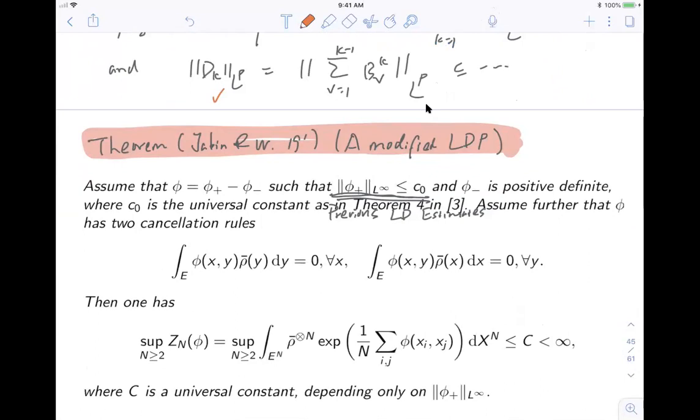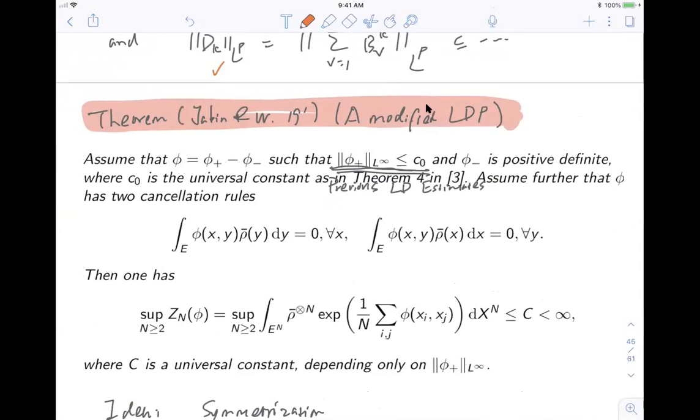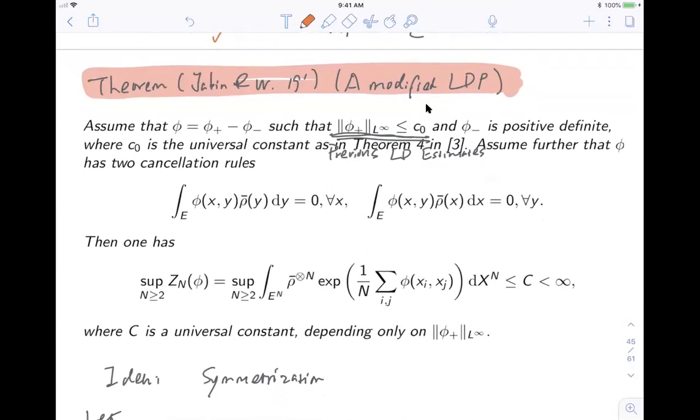Okay, so let's spend 10 minutes talking about one more thing. We can modify our LDP estimate a little bit, so then we can improve the previous result for more singular kernels. The following one is not very easy. It's from a previous work, but we didn't publish this result. It's due to a modified version of our previous large deviation estimate, I call it the type 1 large deviation estimate. But since later we had a better result, we didn't publish this.